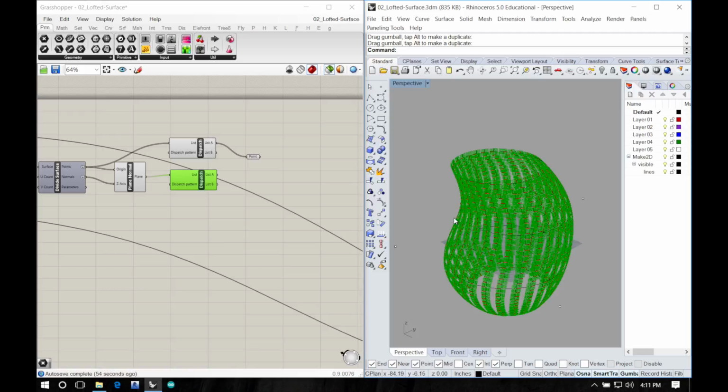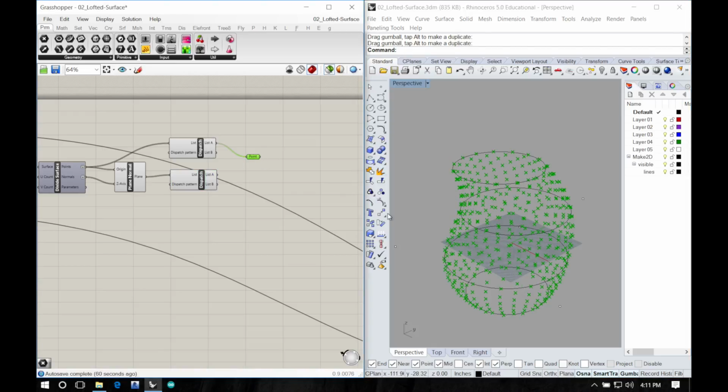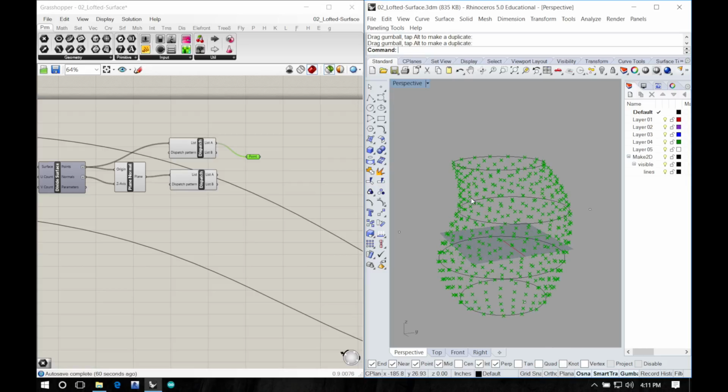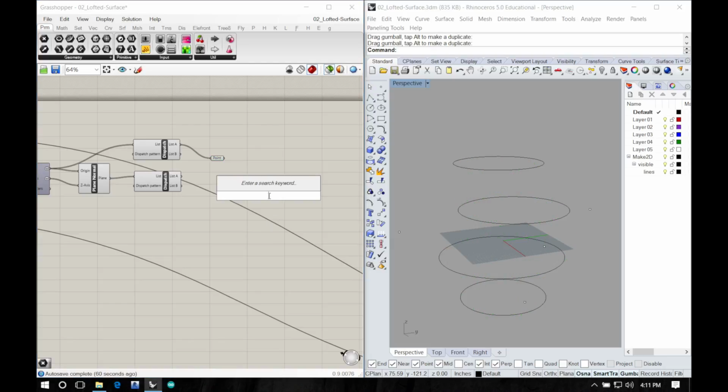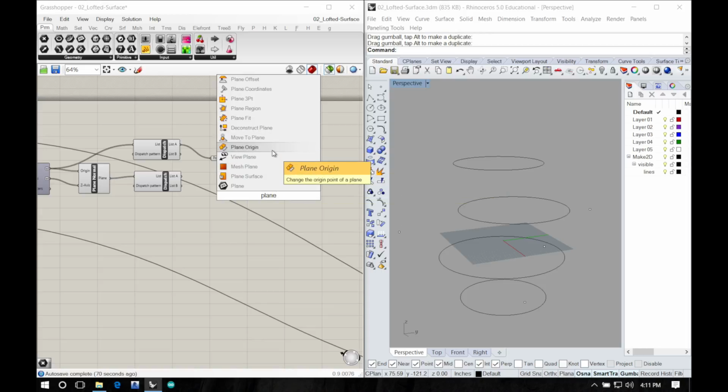So again, we have our shape. And we want to move those things in and out rather than just being one direction away. We don't want them going up on the z-axis. We don't want them going on the y-axis. We don't want them just going on the x-axis. We want them to move relative to the normal of the surface. And that's why we created our planes. So now we're going to create a plane offset block.